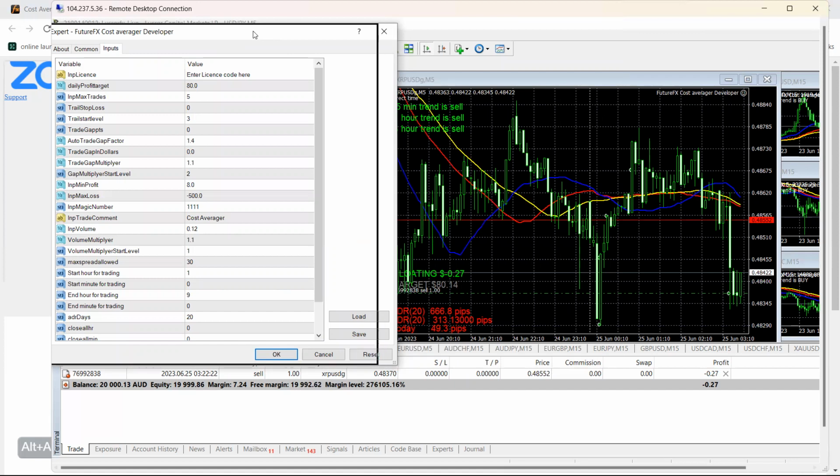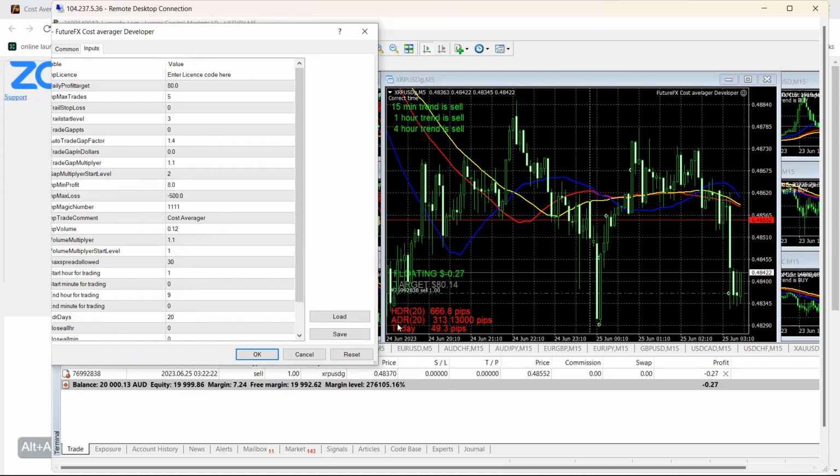Just go a little further. So over here on this chart, it's calculating the average daily range over the last 20 days. So on average, this particular pair moves 313 pips per day. So what it's going to do, it's going to take that figure and multiply it by 1.4, and that's how many points apart the first and second trade will be.